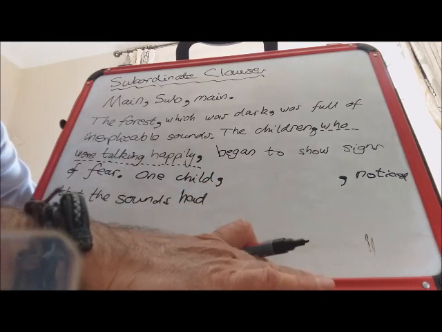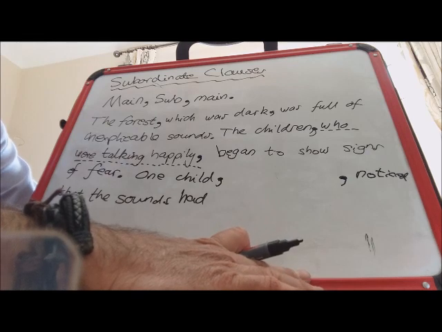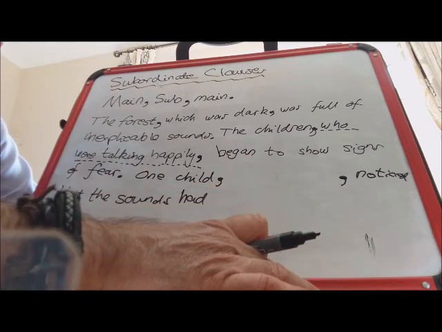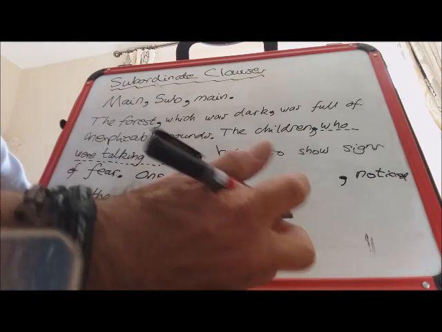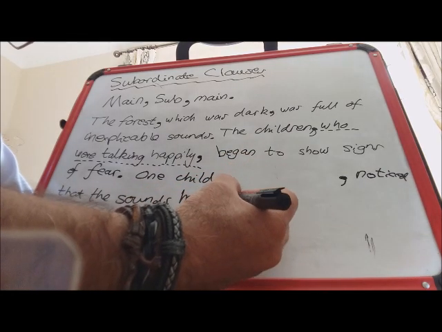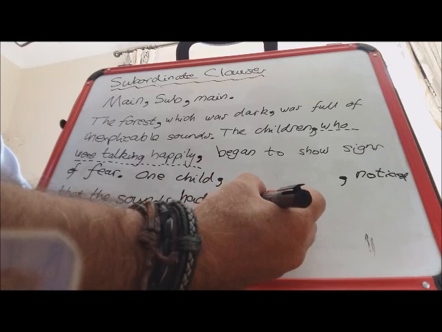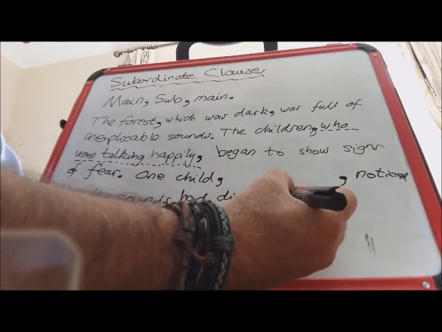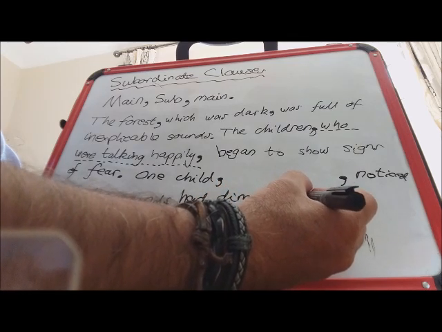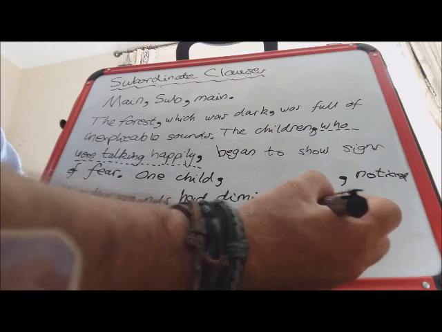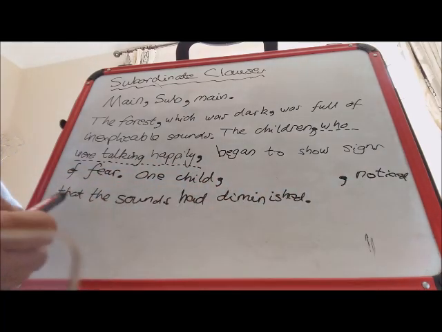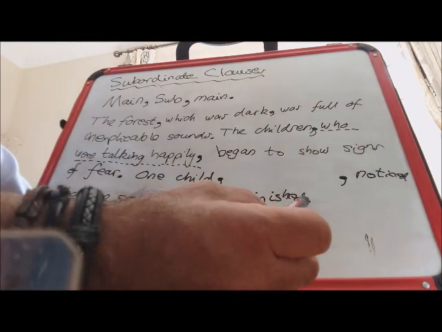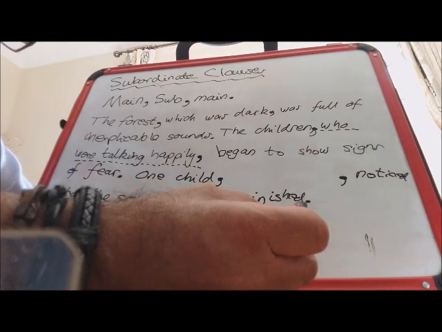Another word, a really, really good word, which means when something becomes much, much less. So it could be a sound or it could be the number of things, is diminished. Had diminished. Diminished means to become less. So one child noticed that the sounds had diminished. Why had they diminished? Spooky.